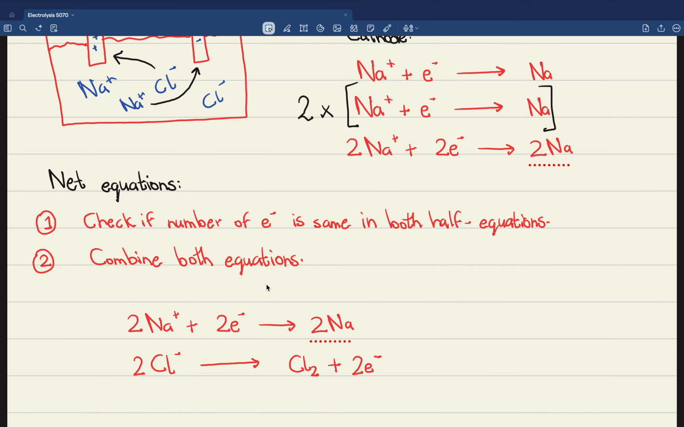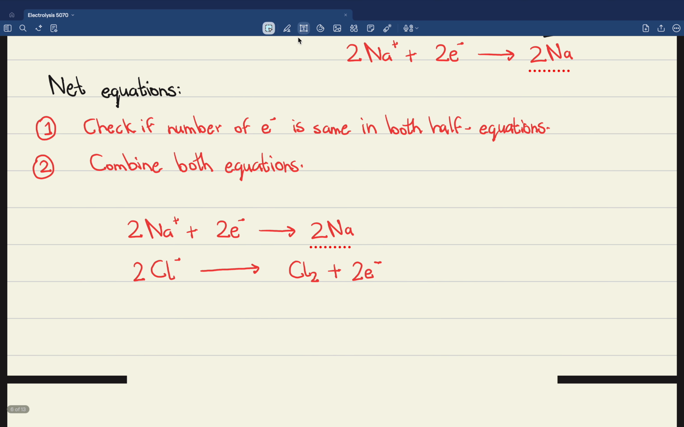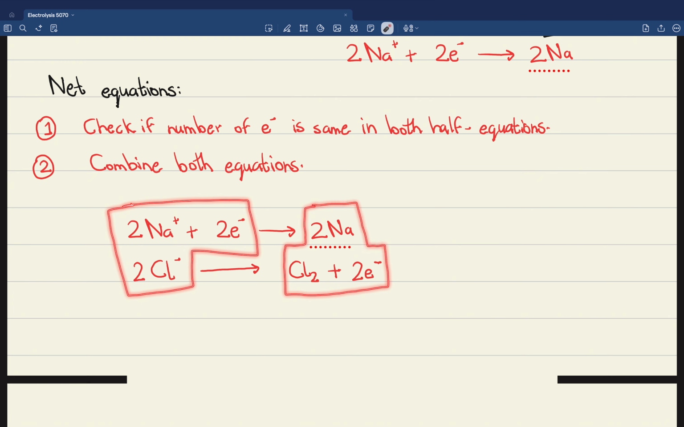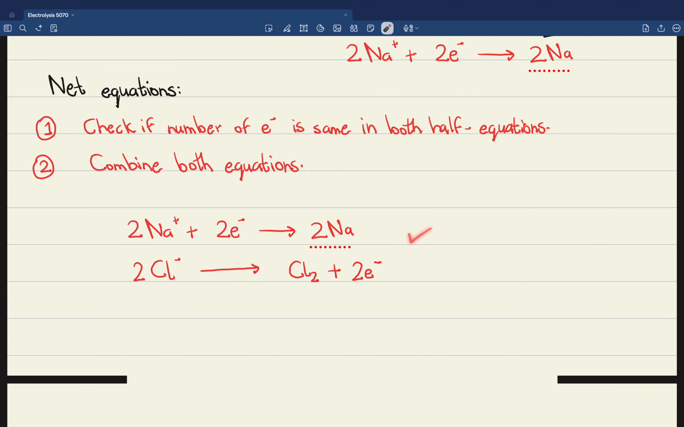Okay, now how do we combine this? We actually combine this equation. What we do is, whatever reactants are on the left side in both, we combine those, and whatever entities we have on the right side in both equations, we combine those, right? So we essentially combine the products on the right side, we combine the reactants on the left side, right?